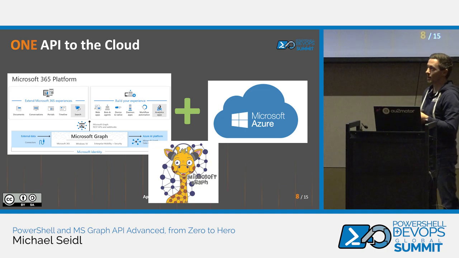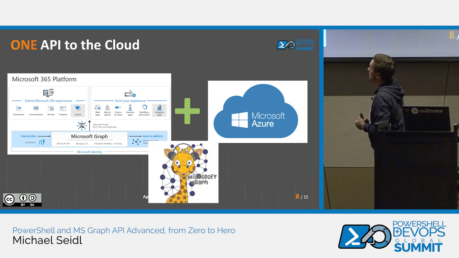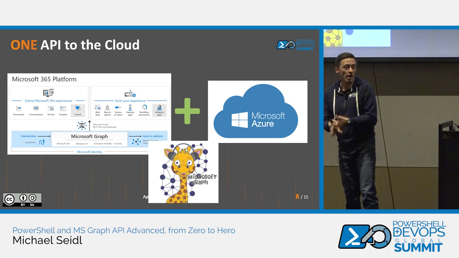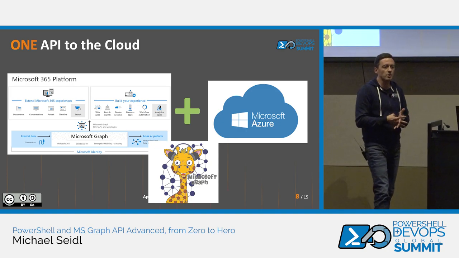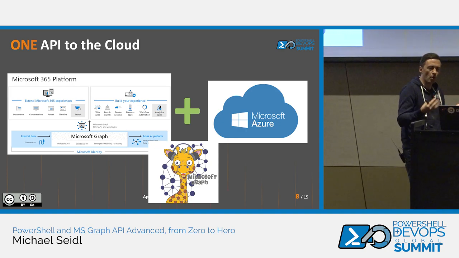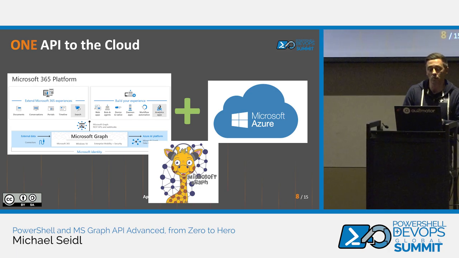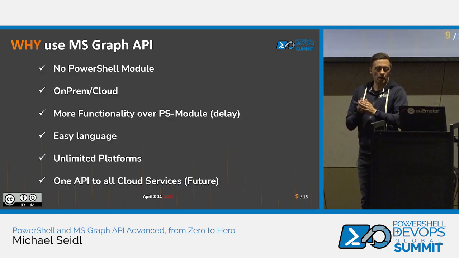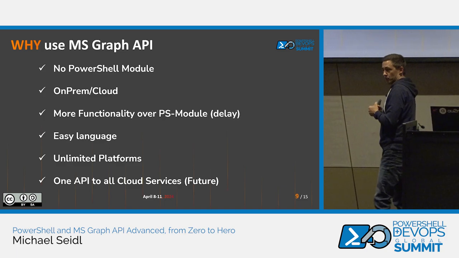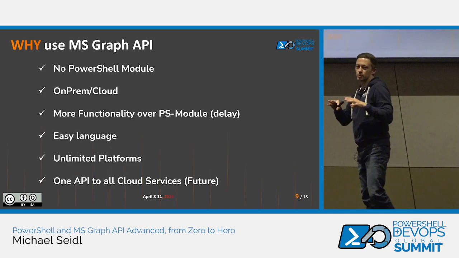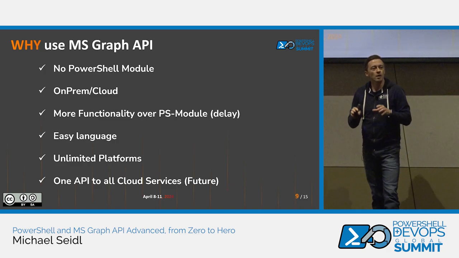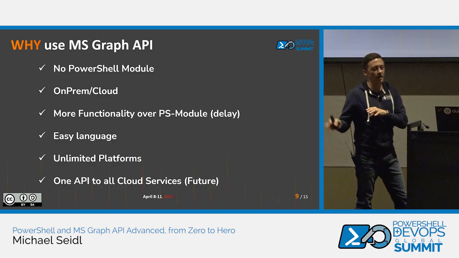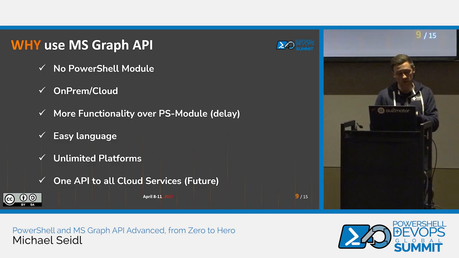Microsoft always tells us Graph API is related to Microsoft 365. In my opinion, it's one API to the Microsoft Cloud, or also to Azure. So you can do a lot of stuff related to Azure with Graph API. So for me, it is one API to the Microsoft Cloud, not only related to Microsoft 365, but also to Azure. Why use Graph API? You don't need a PowerShell module. And that's also the topic for today. We don't use the Graph API PowerShell module today. We use native PowerShell code, Invoke-RestMethod, because then you can use those techniques that I'm trying to show you today.